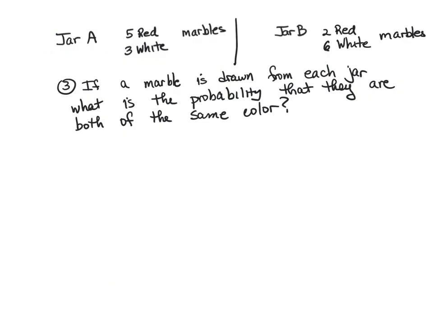So I found this problem in my notes back in my college years. Okay, and I'd like you to try it. We have 2 jars. Jar A has 5 red and 3 white marbles, and jar B has 2 red and 6 white marbles. If a marble is drawn from each jar, what is the probability that they are both of the same color? So I'd like you to copy this down and try it yourself.